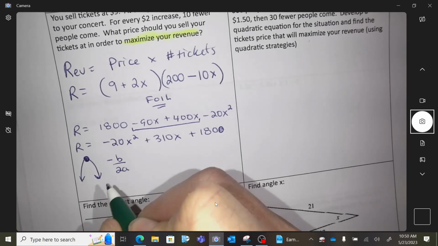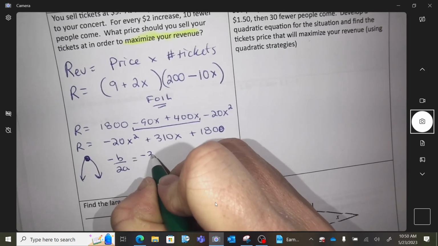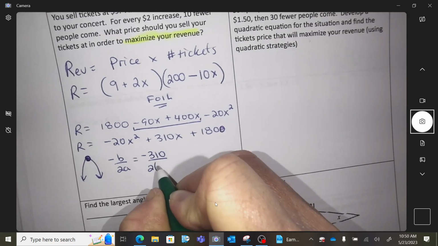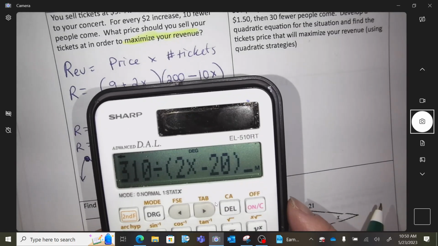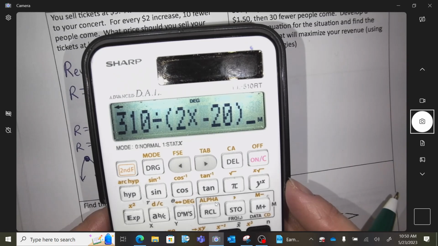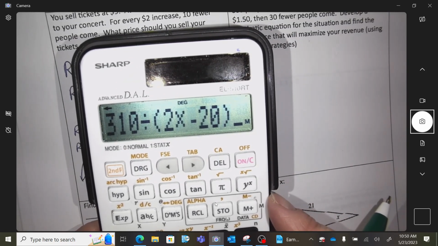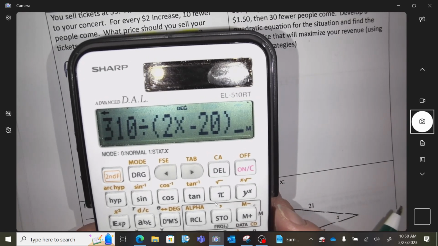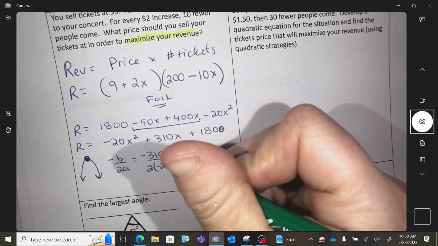Negative b over 2a. So I'm going to go negative 310 over 2 times negative 20. If you are typing this in your calculator, you need to have brackets like that. So if you're typing it in your calculator, you got to have 2 times negative 20 in brackets. 7.75.